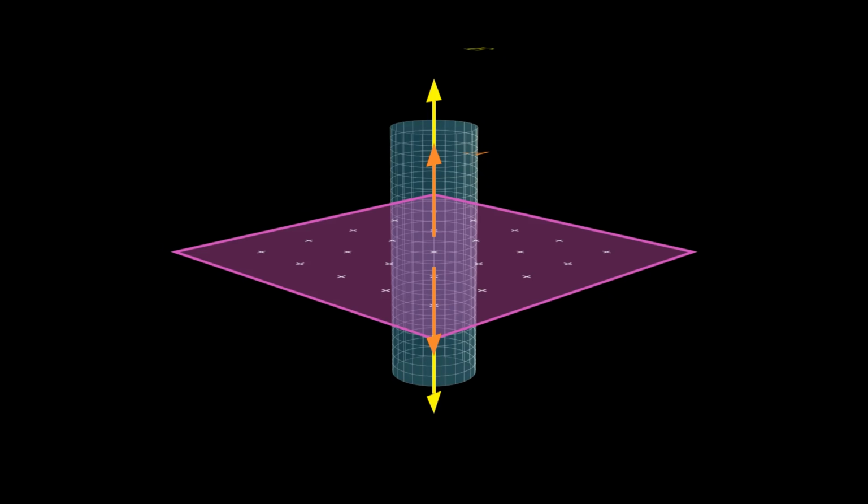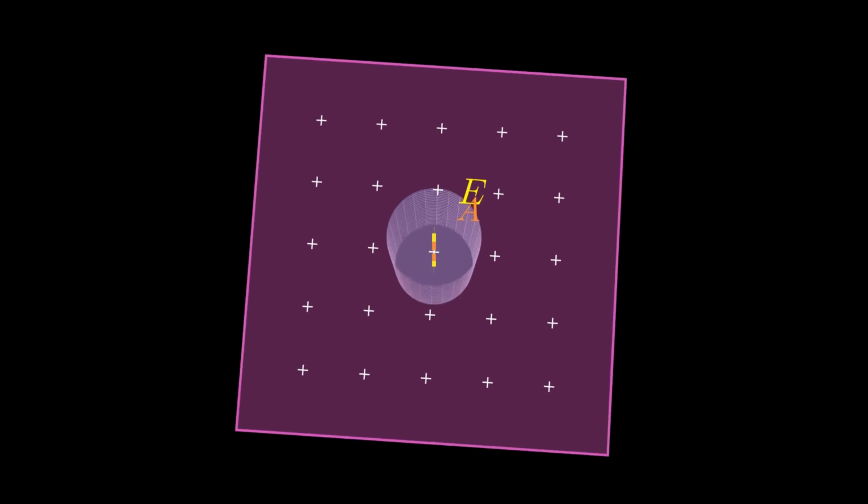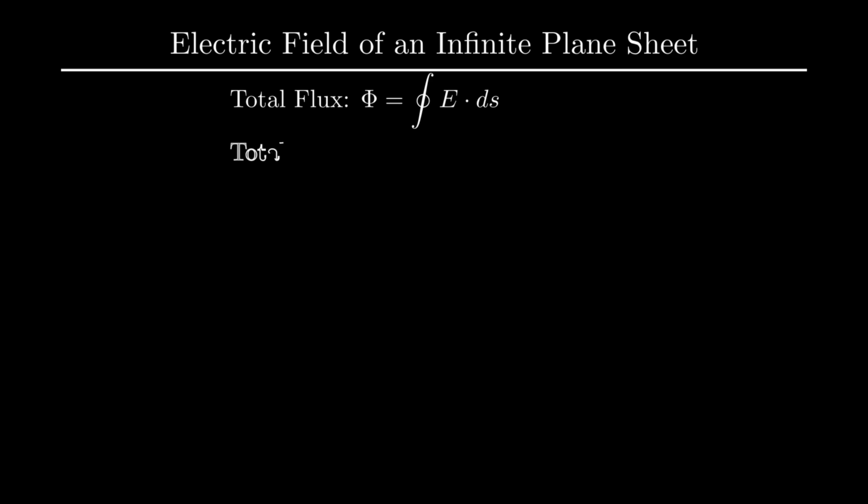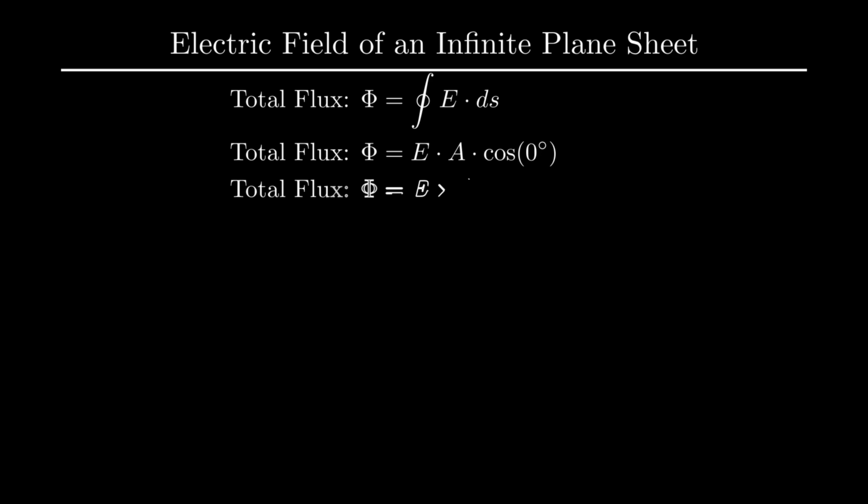The electric field vector and the area vector are both parallel to each other, making an angle 0 with each other. Since we have two end caps, the total flux is E times the area of both caps. So phi equals E times 2A.